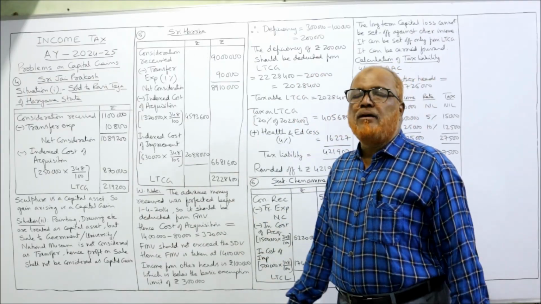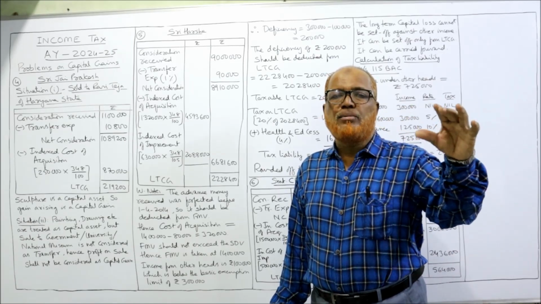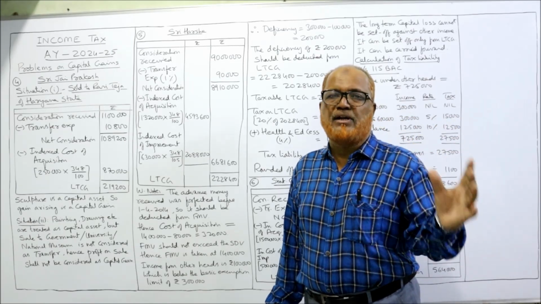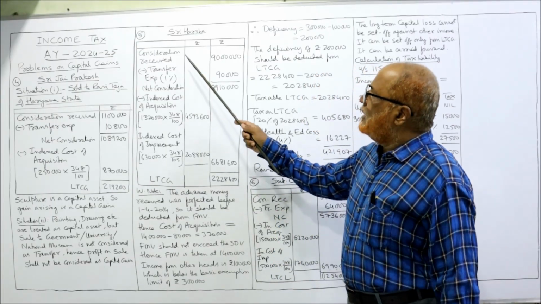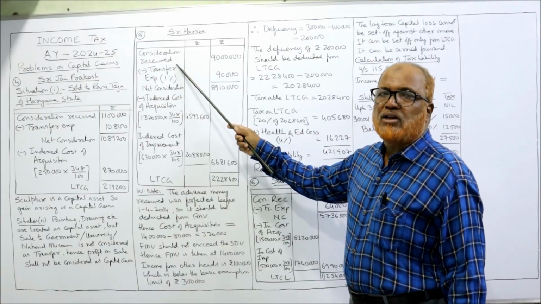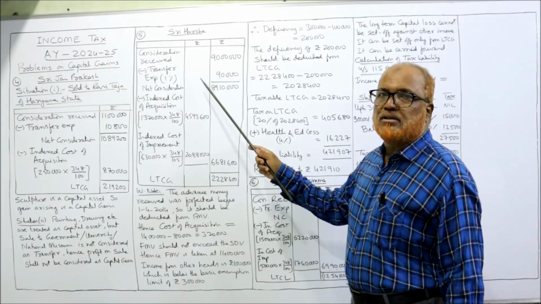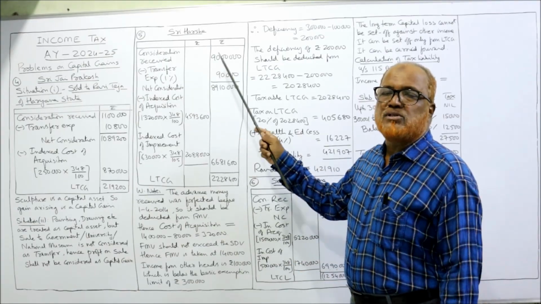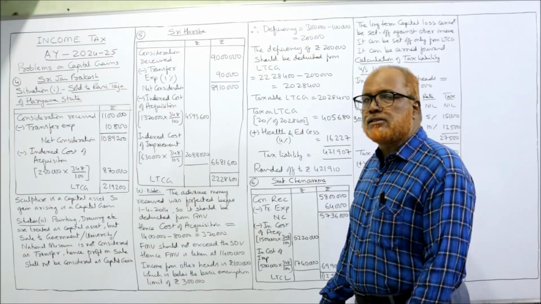Sri Harsha. Here I am writing only Sri Harsha, but in examination you should write computation of long-term capital gain of Sri Harsha for the assessment year 2024-25. Now consideration received. At what amount it was sold? 90 lakh. Transfer expenses 1%. It is given in the problem. The 1% of 90 lakh is 90,000. 89 lakh 10,000 is the net consideration.